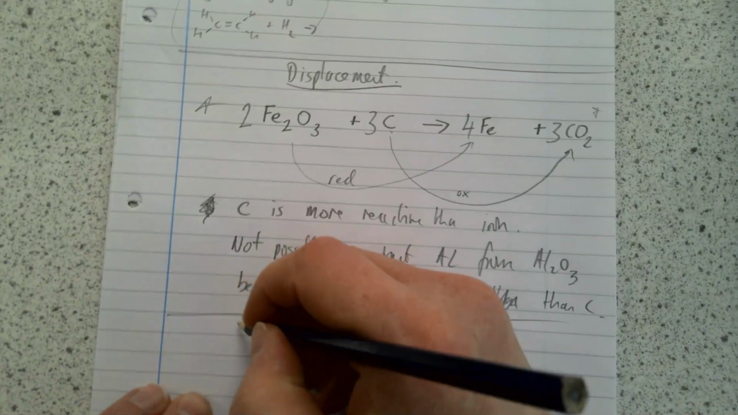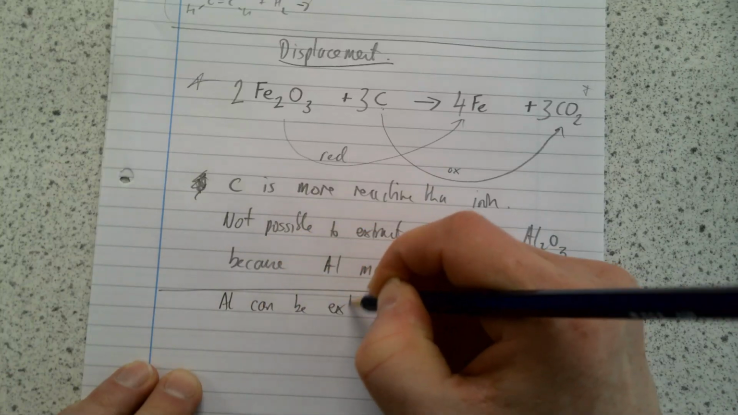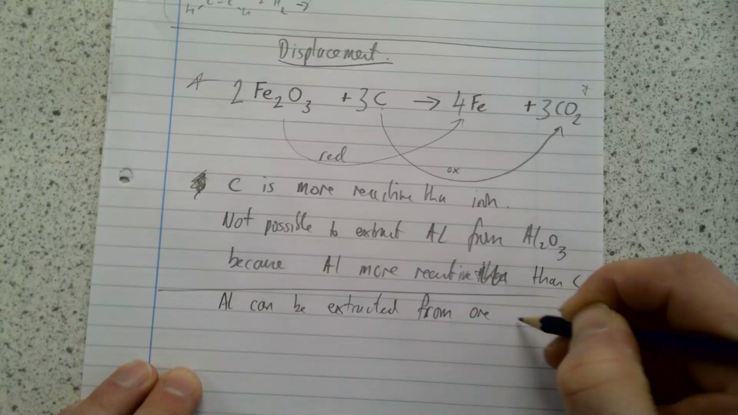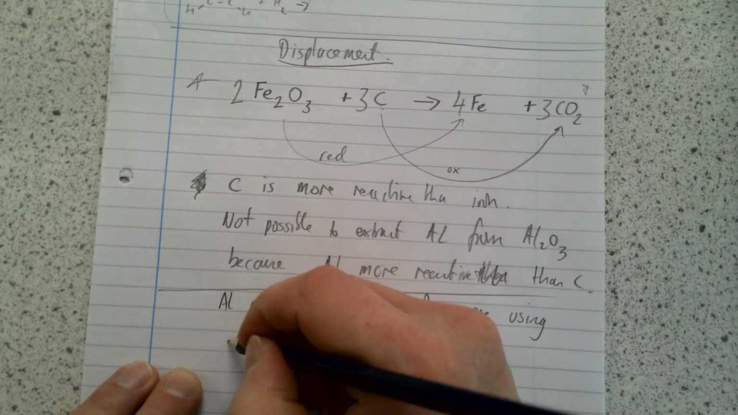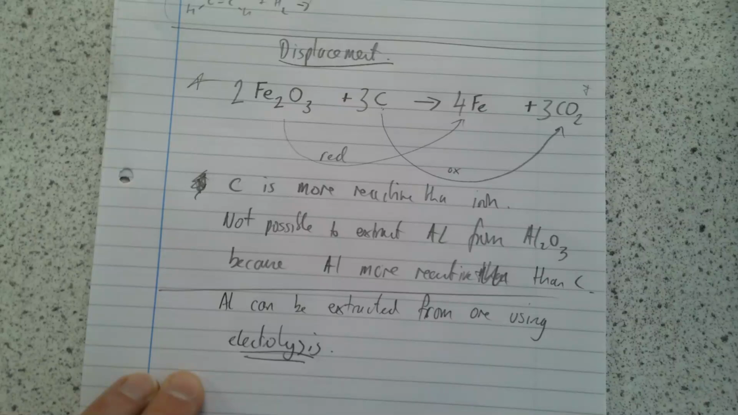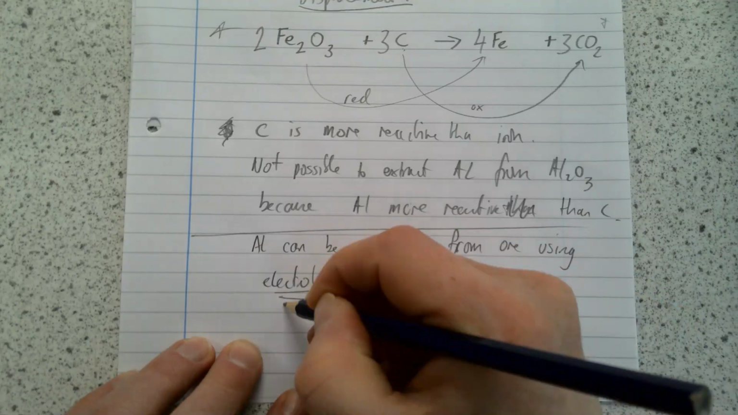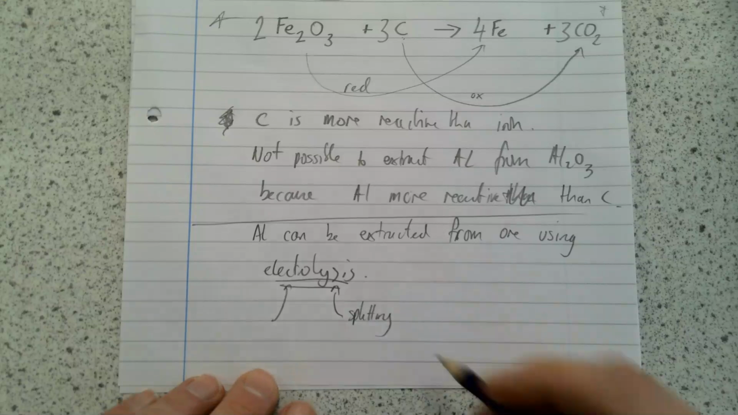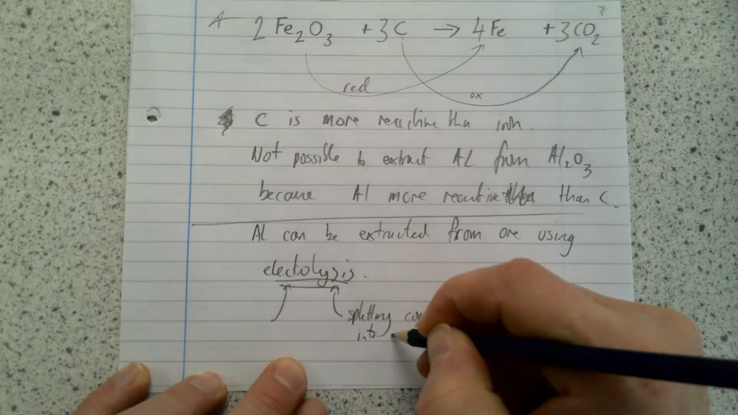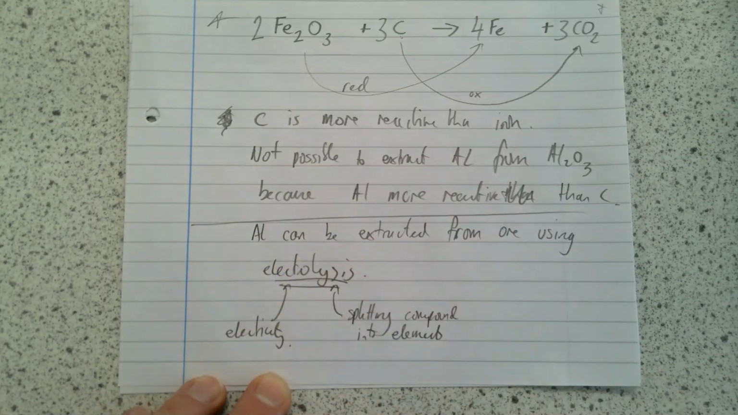Right, so aluminium can be extracted from ore using electrolysis. Electrolysis by definition is splitting. Lysis means splitting, splitting a compound into elements using electricity. Right?